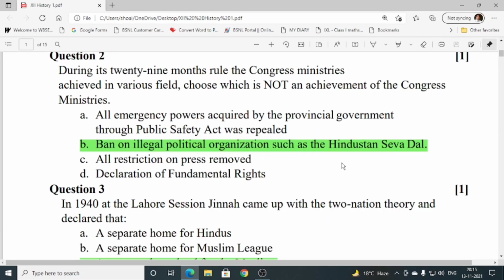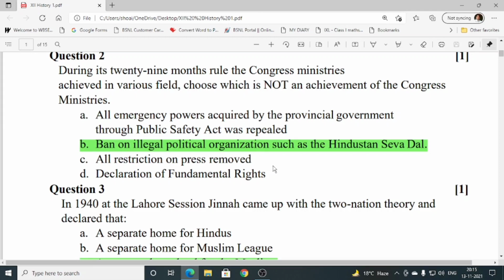Now question number 2. During its 29 months rule, the Congress ministers achieved in various fields. Choose which is not an achievement of the Congress ministers. I have chosen B, ban on illegal political organizations such as Hindustan Seva Dal. You can pause the video for a while and go through it. I'll scroll the questions slowly. Though it will consume much time, it will obviously help you in your preparation.